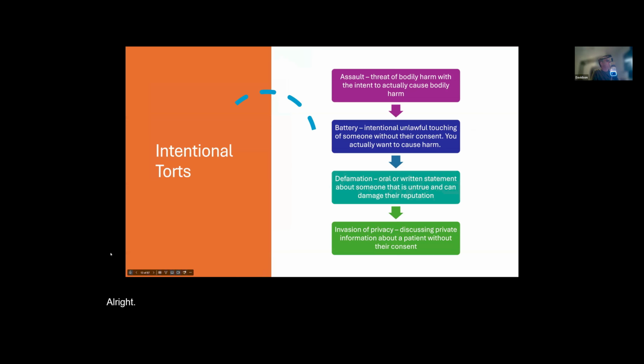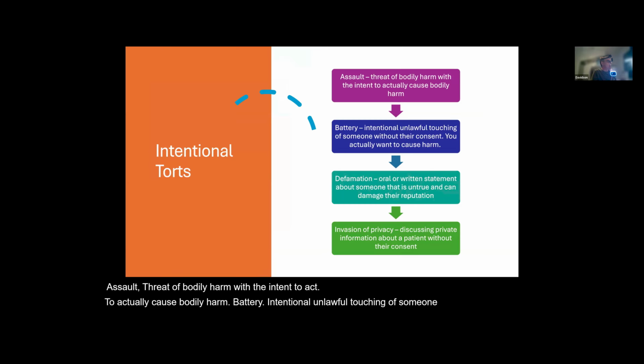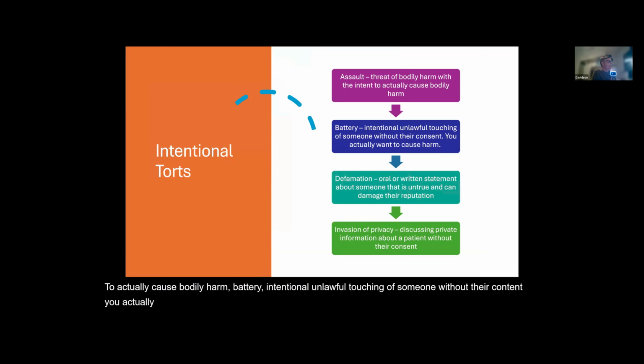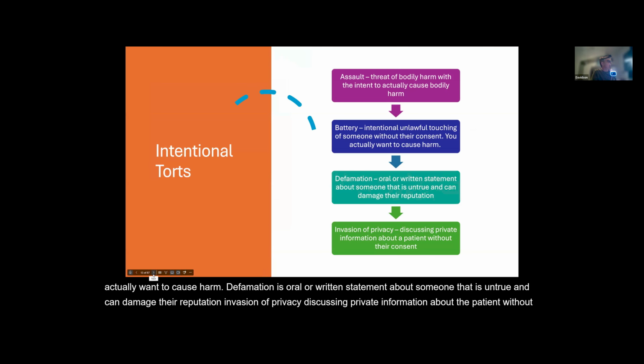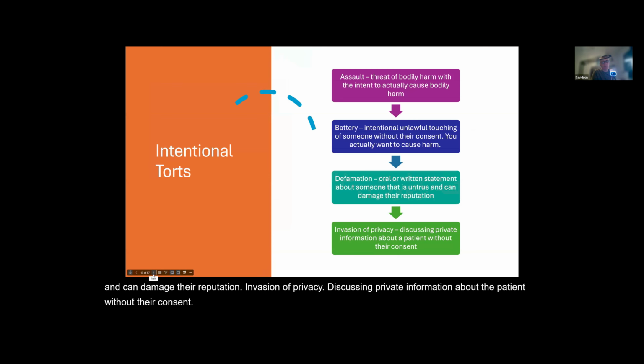Intentional torts. Assault, threat of bodily harm with the intent to actually cause bodily harm. Battery, intentional, unlawful touching of someone without their consent. You actually want to cause harm. Defamation is an oral or written statement about someone that is untrue and can damage their reputation. Invasion of privacy, discussing private information about the patient without their consent. Again, these are important terms that you should know.